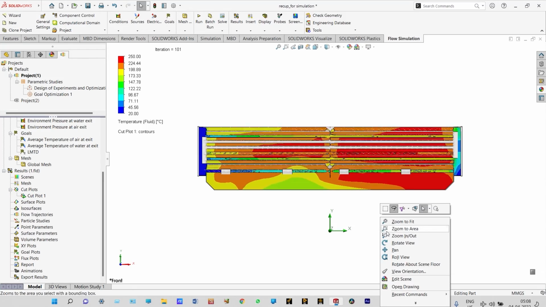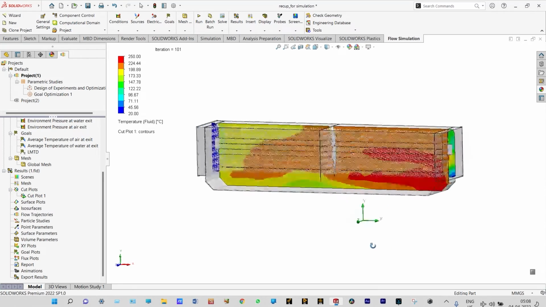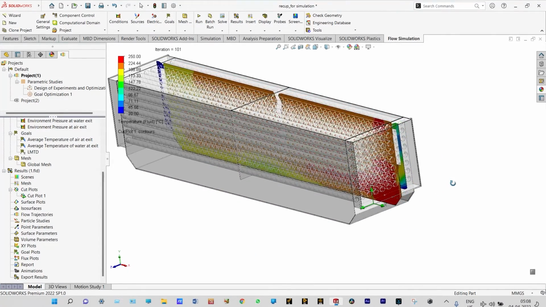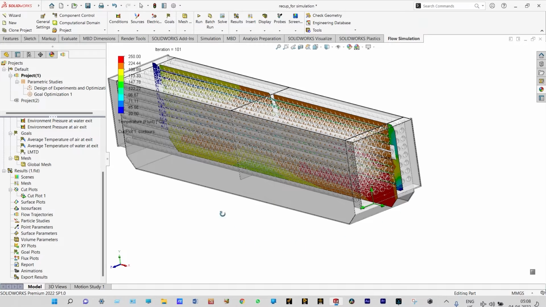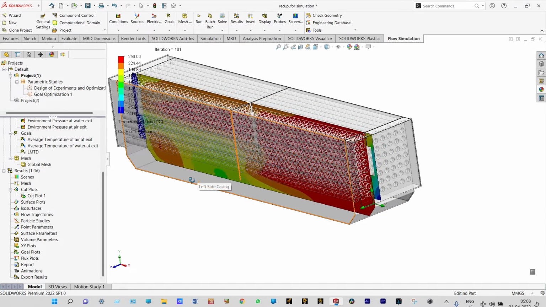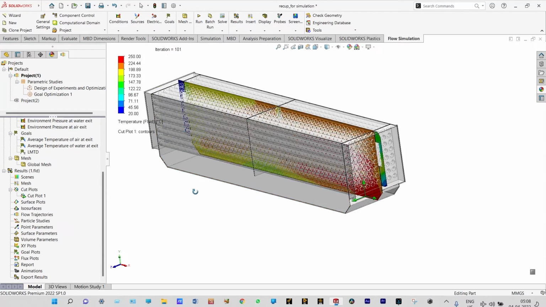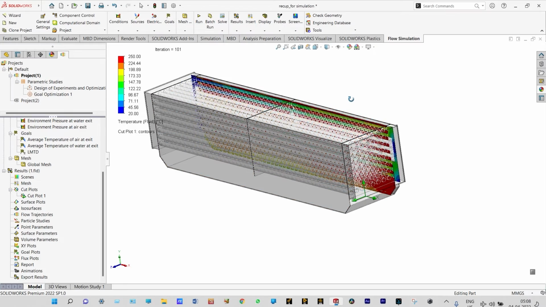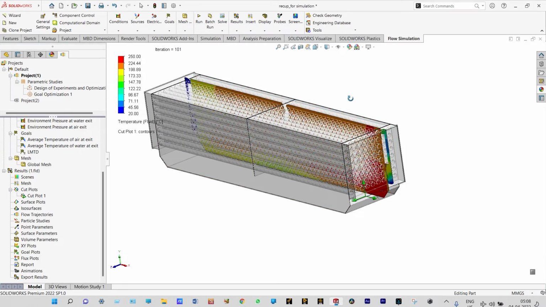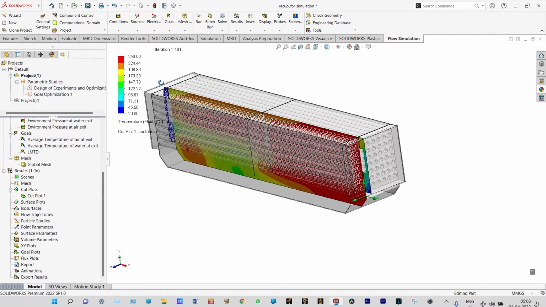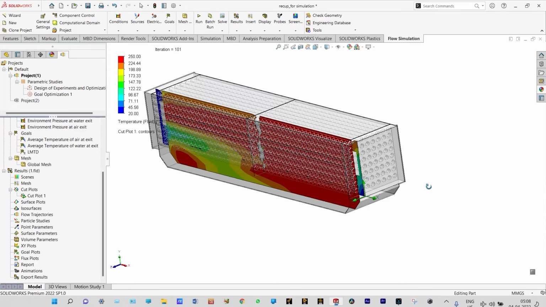We can rotate this one a little bit to understand it in a different way, right? From this side we are providing hot air at a temperature of 250 degrees centigrade. The color is red, which means the temperature at this location is very high, and as it approaches the other sides, its temperature is reduced a little bit. At the same time, from the back side we are providing water at a temperature of 20 degrees centigrade that is passing through the tubes, right? Let us clear and hide this one.